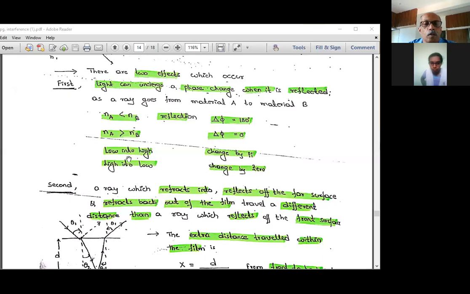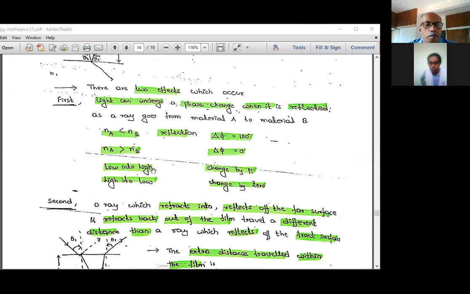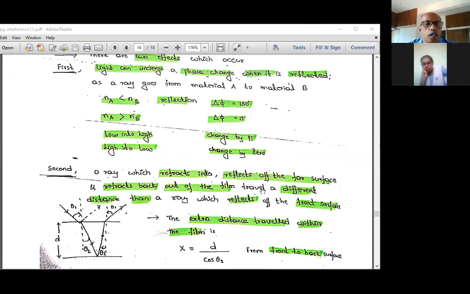Low to high, low to high. If it moves from rarer medium to denser medium and gets reflected back, then there is a phase change. If it moves from denser medium to rarer medium and undergoes reflection, then the phase change will be 0. There is no phase change.